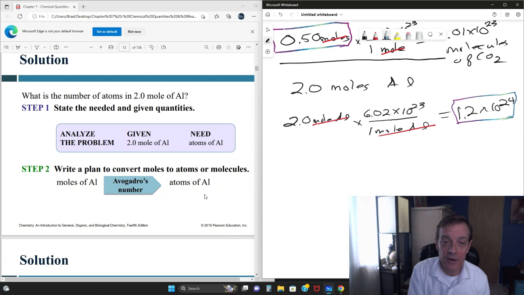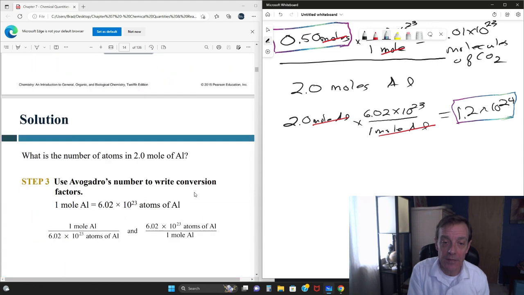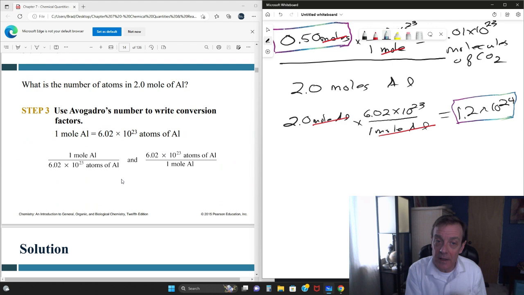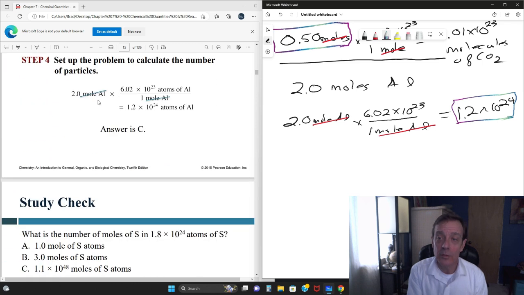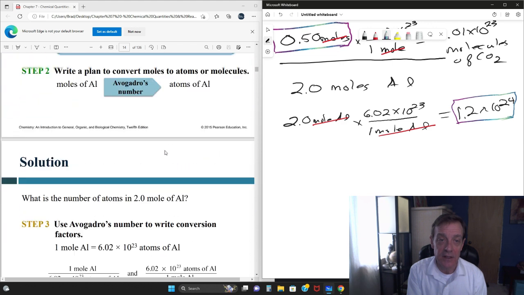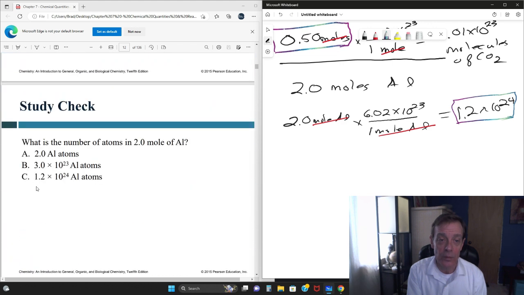Just like we were doing conversions earlier. So we're building on that concept, and now we're actually applying it. So 1 mole of aluminum is Avogadro's number of aluminum atoms. Set it up: 2 moles of aluminum, 6.02 times 10 to the 23rd atoms of aluminum over 1 mole of aluminum. Cross out, leaving us with the atoms. And so the answer was C. And see, 1.2 times 10 to the 24th right there.